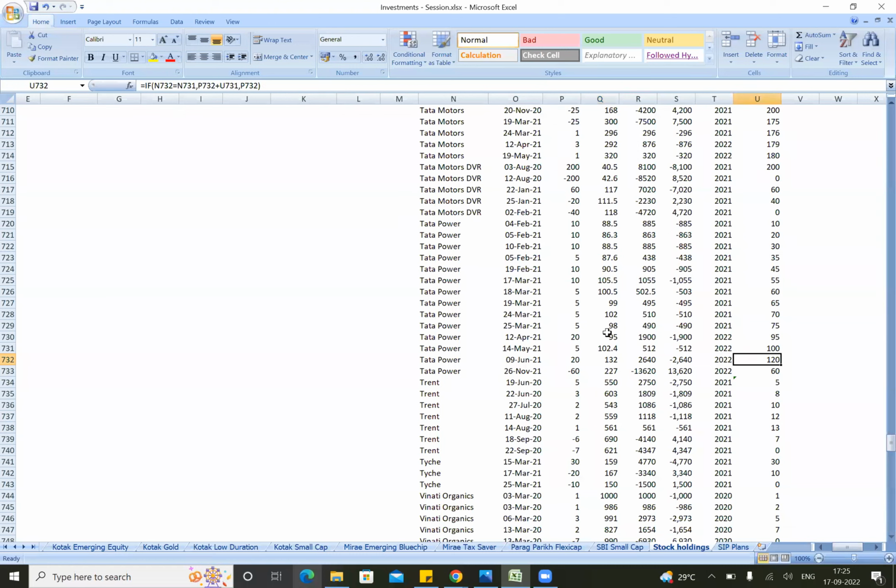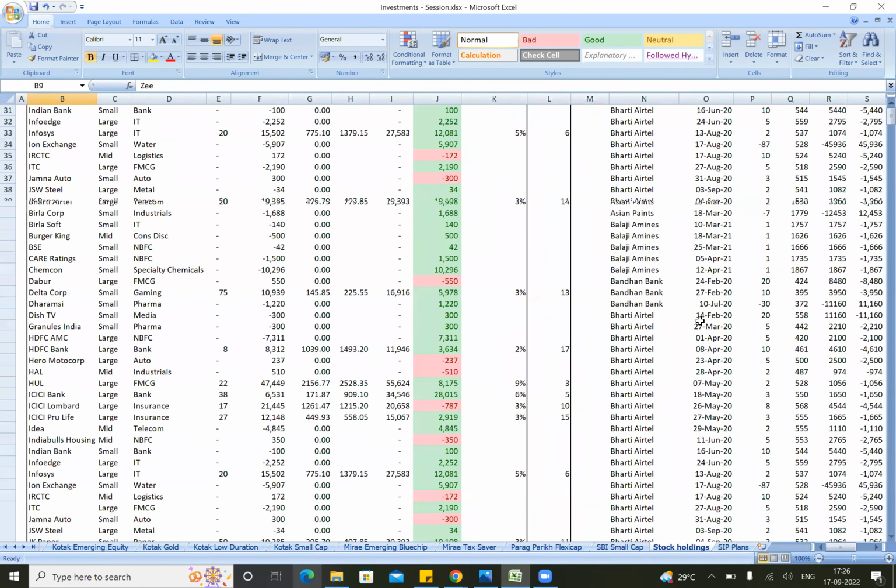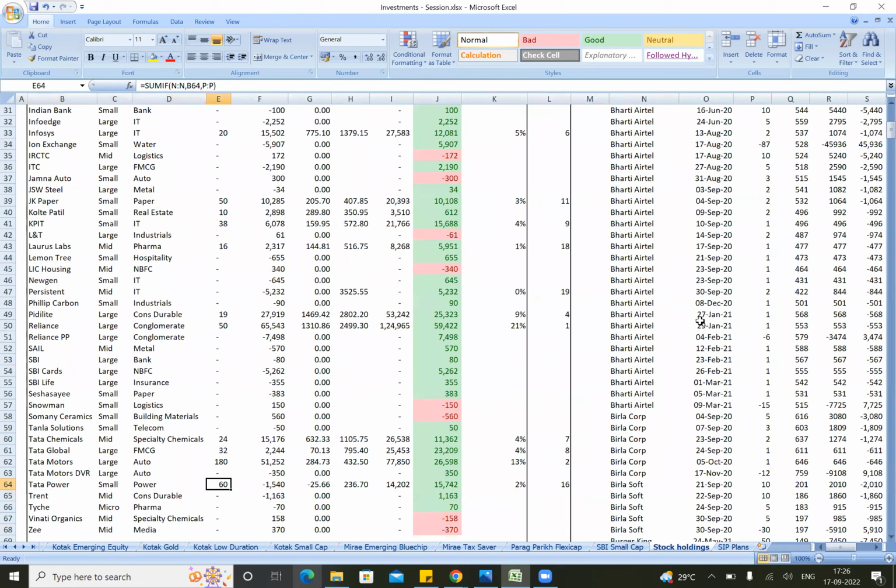So Tata Power, I probably started buying in February 2021, and then I accumulated 120 shares till 9th June 2021, and then on 26th November 2021 I sold off half of my holdings. Now I sold at 227, but I accumulated all these shares at 88, 100, 102 and all. So when I did that, what happened? If you go to Tata Power over here, it takes into account the number of shares I currently have. So 120 minus 60, 60.